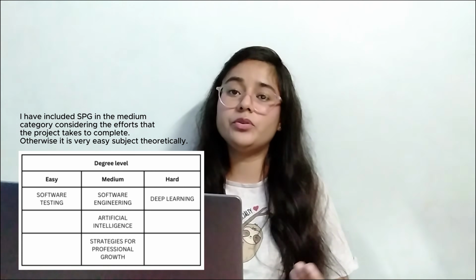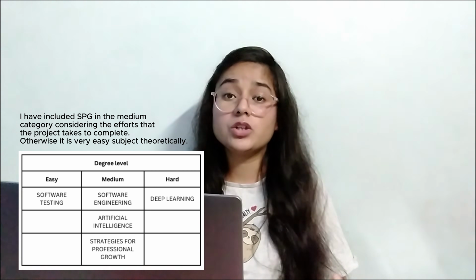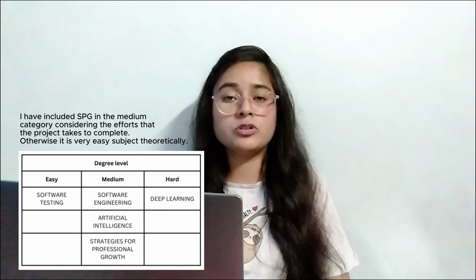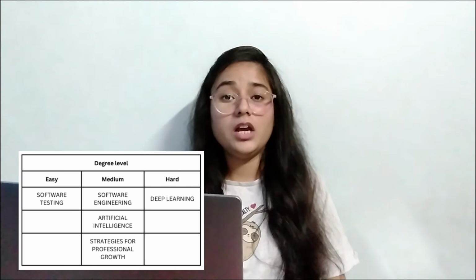Or if you want to take up 3 subjects, then you can go for artificial intelligence, software testing, and SPG. SPG also has a project included in it, that is 40% of the total grade for the subject. So if you take up subject combinations like this, that would be very easy for you to do your BSc degree and complete it with a good CGPA.